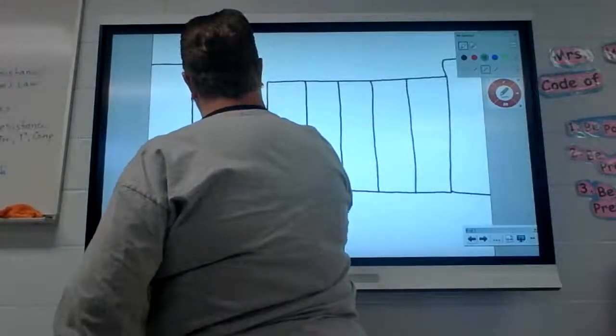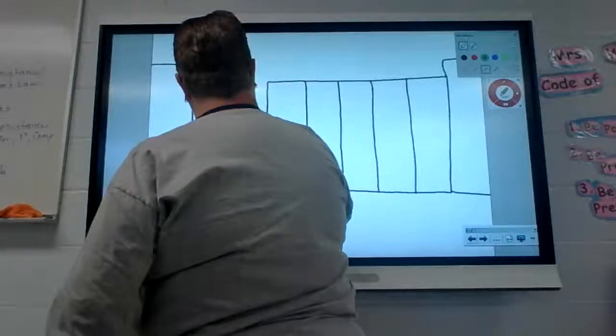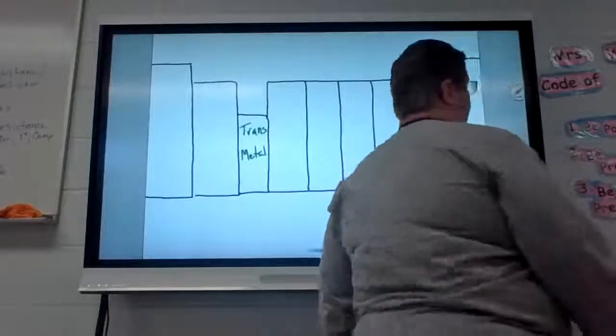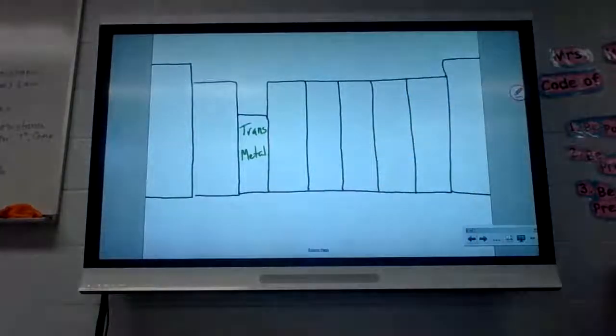Wait, before. Did it matter if they put positive or negative for the oxidation numbers? Only if it was negative. If it was positive and you just put a number on it, assume it's positive. But if it's negative and you don't put a negative, I'll mark it wrong.